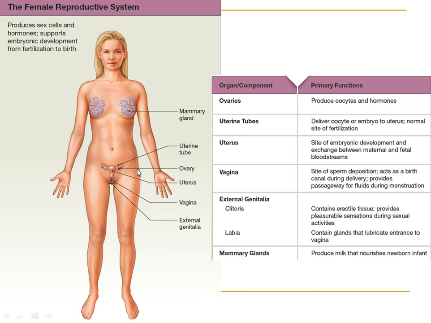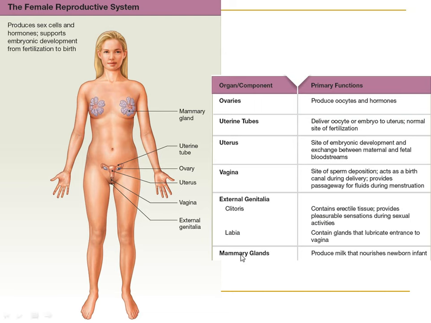And here it undergoes changes during the menstrual cycle as well. And the uterus externally opens into the vagina, which is the site where sperm deposition occurs, and it also acts as a route for the passage of the baby during delivery. And the female has external genitalia like the clitoris, which is similar to the penis, and the labia, the external part that contains different glands whose secretions lubricate the vagina.